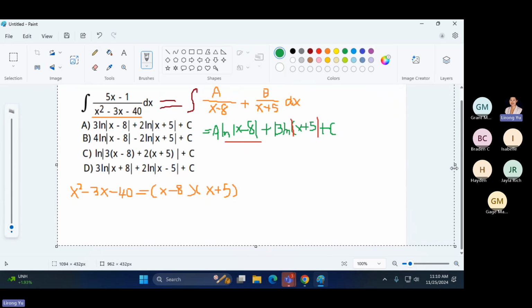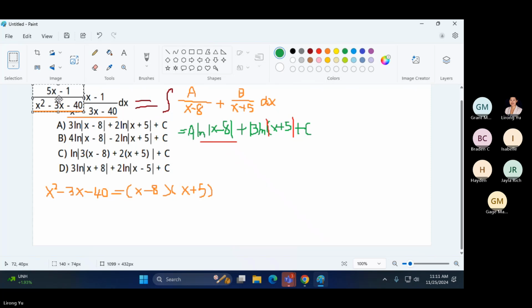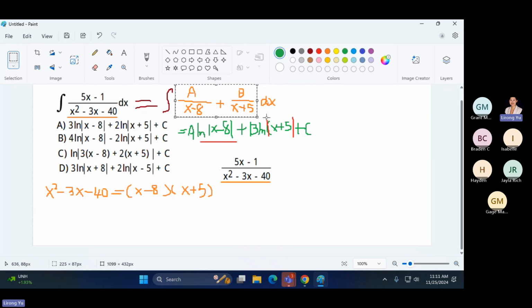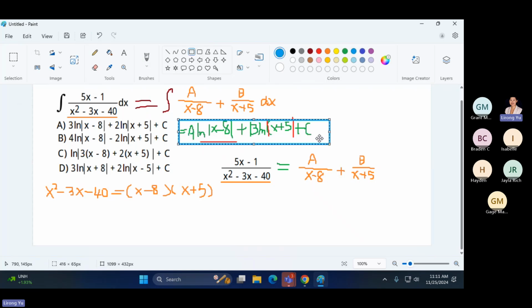So that's pretty much the major format of the solution. The only thing left is we really have not solved a and b. So if we have the numbers a and b, we'll be finishing up the question. Essentially, we aim at rewriting this. So this is supposed to equal a over x minus 8 plus b over x plus 5. Rewriting this process is called partial fraction decomposition. So that's what we try to do, figure out a and b. Then your answer will be exactly in that format.